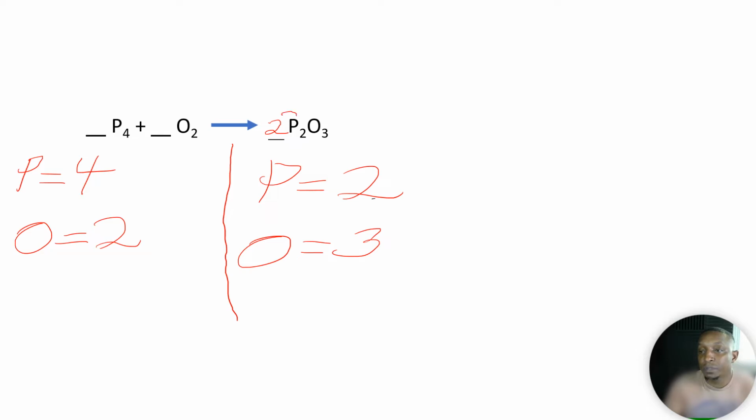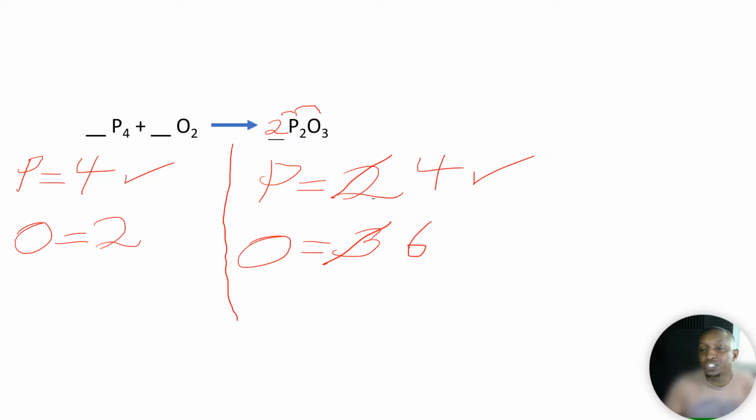This 2 gets distributed to phosphorus and it goes to oxygen. So instead of having 2 phosphorus, I have 4 phosphorus now. And then instead of having 3 oxygen, remember, when it gets distributed, it multiplies, it does not add. So this is not going to be 2 plus 3 equals 5. This is going to be 2 times 3, which is going to give us 6. So now if you take a look, our phosphorus are now balanced, but our oxygens are not.